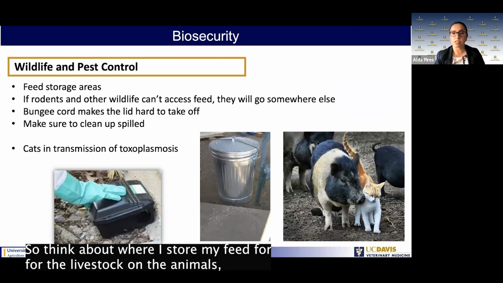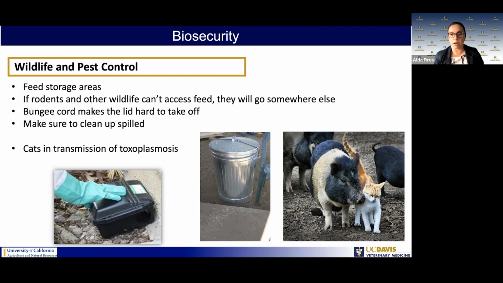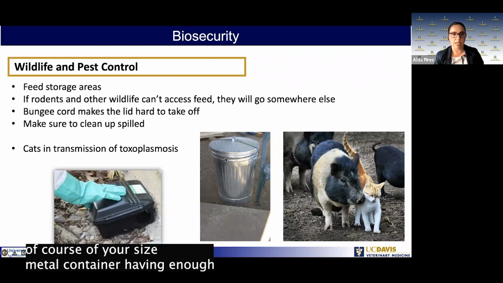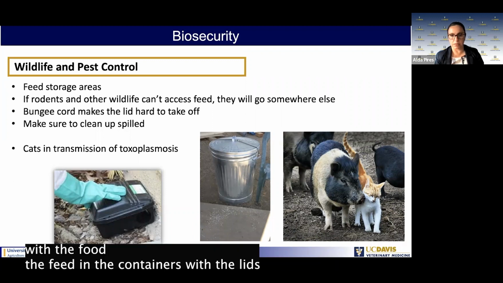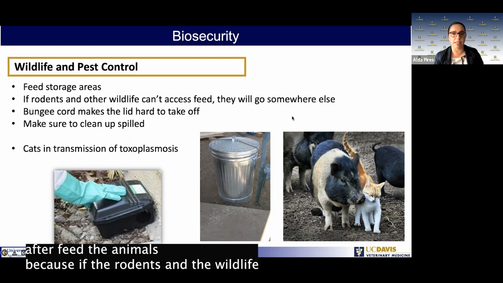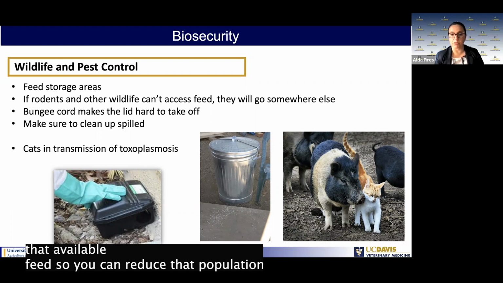They're looking to feed. So think about where I store my feed for the livestock, and how I can keep that feed protected from access by rodents, so eliminate their food. Here is an example, depending of course on your size, maybe keep the feed in containers with a lid. Make sure that you clean up spilled food after feeding the animals. Because if the rodents and wildlife don't have access to feed, they will go somewhere else. So try to reduce that available feed, so you can actually reduce that population.